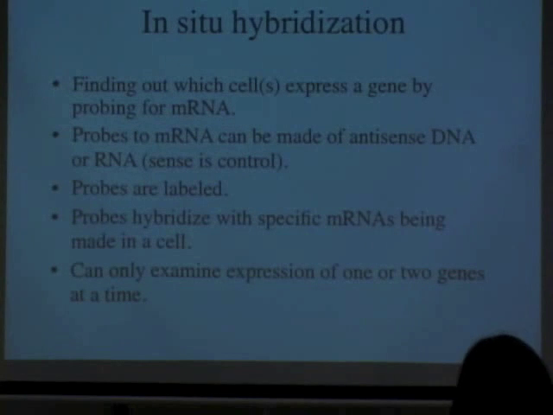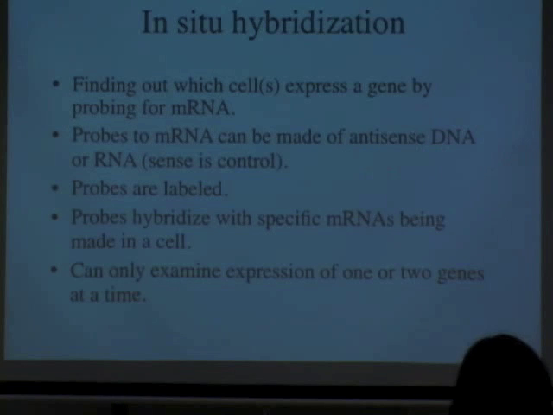Okay, so just to review, what in situ hybridization does is it allows us to find out which cells express a gene by probing for the mRNA. And why would we care about mRNA? It's on its way, hopefully, to making a protein, right? And the probes to that mRNA are usually made out of RNA. The ones I've done are RNA. Or you can make them out of DNA also.